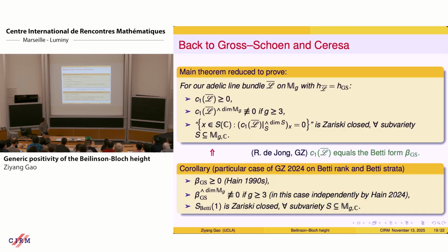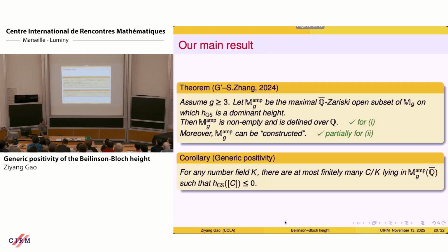The advantage of our method is it also shows the third part, the Zariski closedness, and it works for any family. But the advantage of Hein's method is it's more hopeful to compute this Betti strata in this particular case. Yeah, so each one has its own advantage. Okay, so now with all these things, we prove our main result.